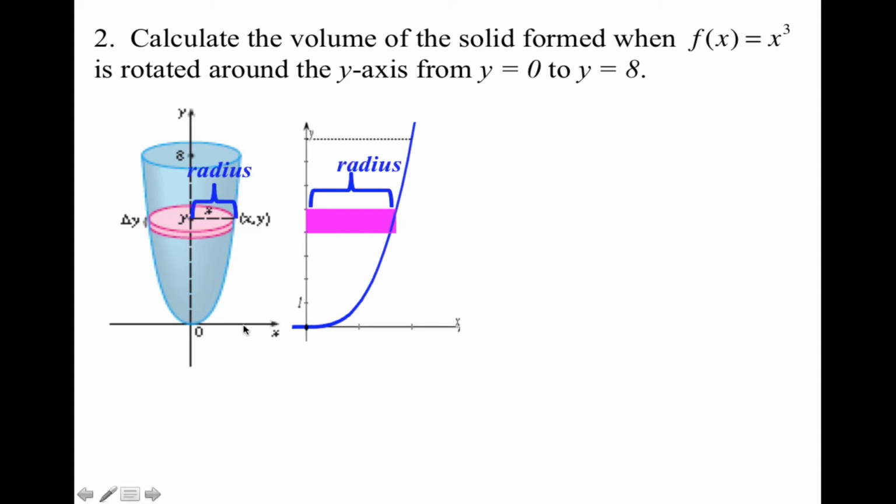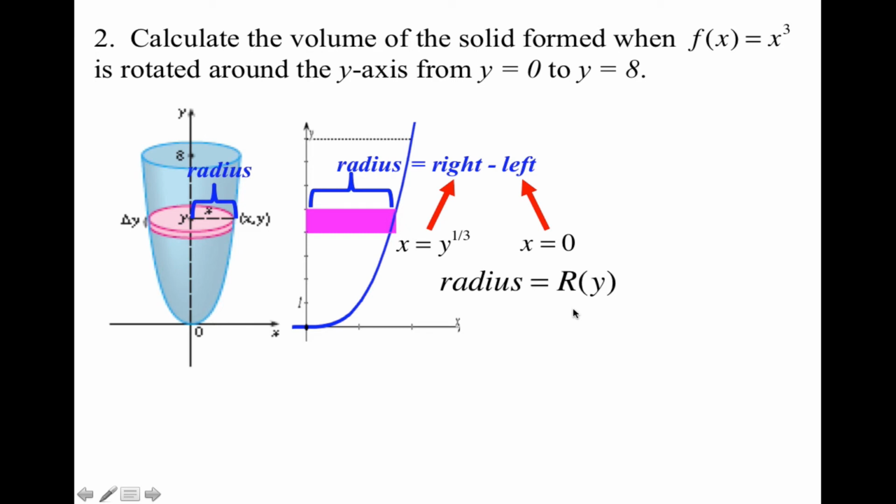So in this case, the radius is going to be the right curve minus the left curve. The right curve in terms of y is y to the 1/3, or cube root of y, same thing. And your left curve is the y-axis, which is x minus 0. So that means my radius this time is going to be in terms of y, right minus left. So my radius is y to the 1/3.